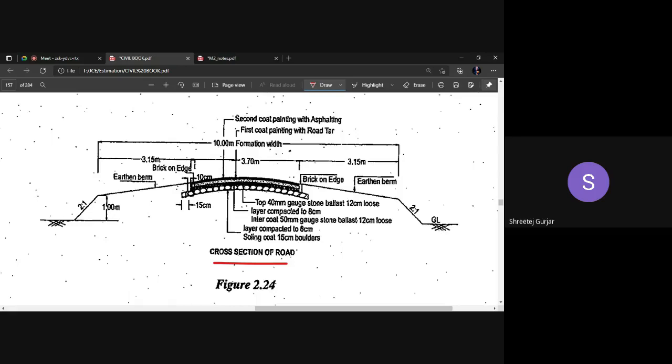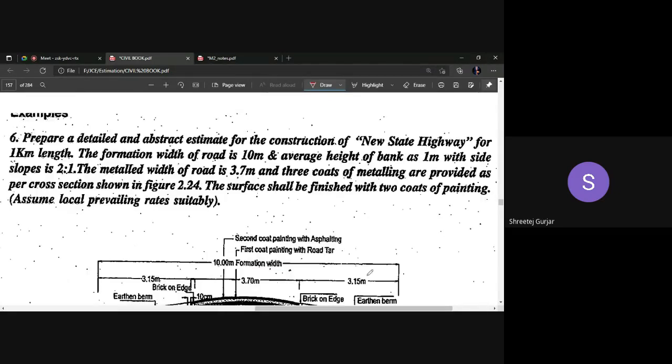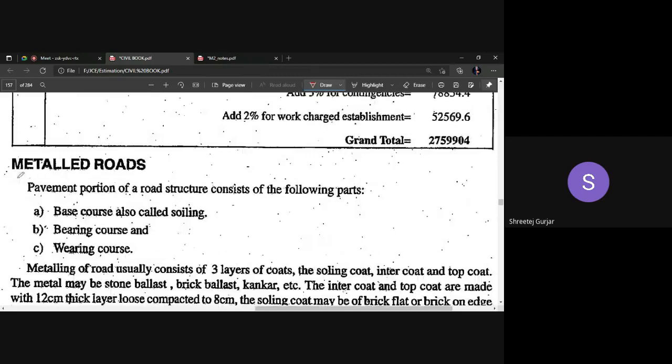So you have tar or asphalt or bitumen or any other flexible material, which in layman terms we call a damper, right? That is what we will be using on top. Below your top layer we have many other layers. So this is what is called a metal road.